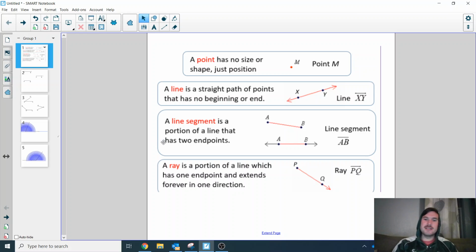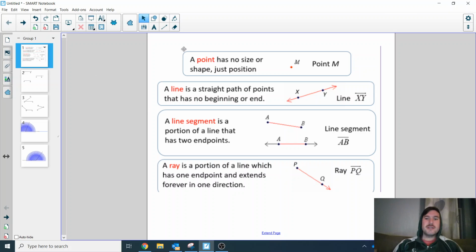A line segment is a part of that line, and it has a start point and an end point. When we're looking at this line segment, it is a part of a line that goes on forever in both directions, but the line segment is just a section of it. And then the last is a ray, a portion of a line which has one end point and extends forever in one direction. If you're looking at this line segment AB, if our start point was at A and then it went on forever, that would be a ray, just like we see here in PQ.